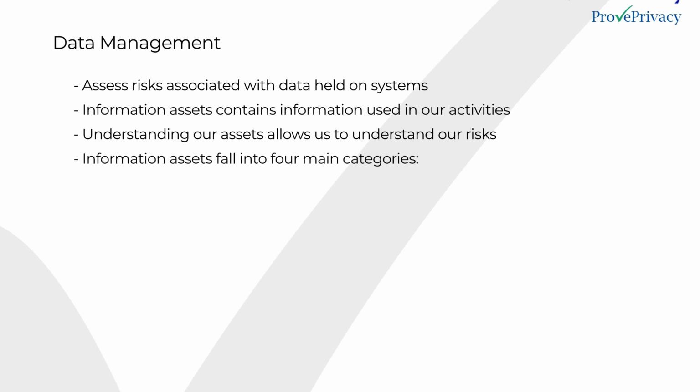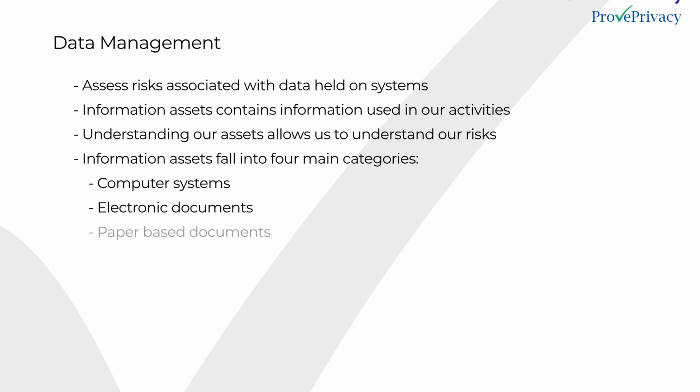Information assets fall into four main categories: systems, electronic documents such as Word documents or spreadsheets, paper-based documentation such as paper forms, or third-party administrators such as off-site file storage companies.